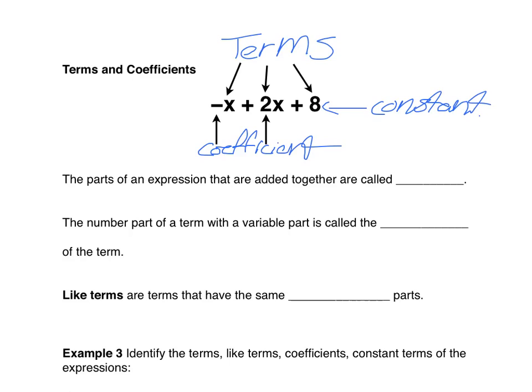Okay, so we're going to go ahead and continue on through these examples. The parts of an expression that are added together are called terms. Things that you can combine are called like terms. The number part of a term with a variable part is called the coefficient of the term, and we already talked about that. So I'm just going to fill in that blank. Like terms are terms that have the same variable parts. Again, they're going to have the same variable parts, whether it be x or whether it be no variable at all, or whether it be x squared. It has to be the exact same for you to be able to put them together.